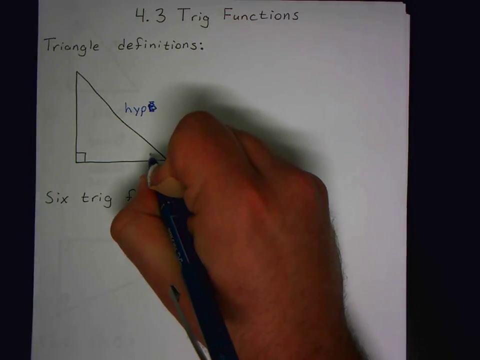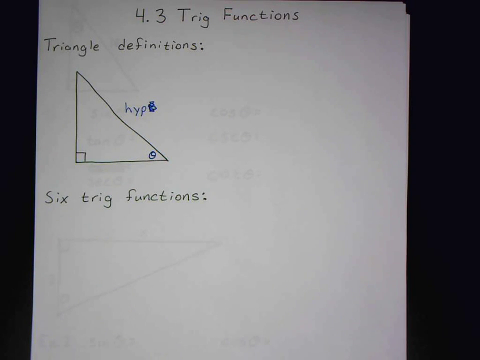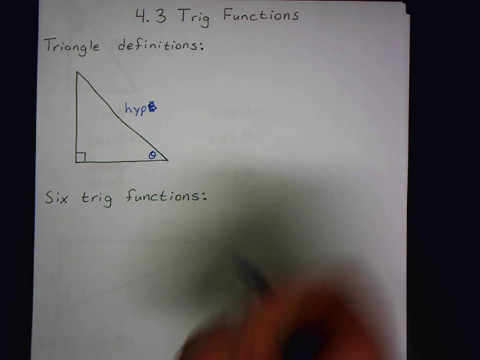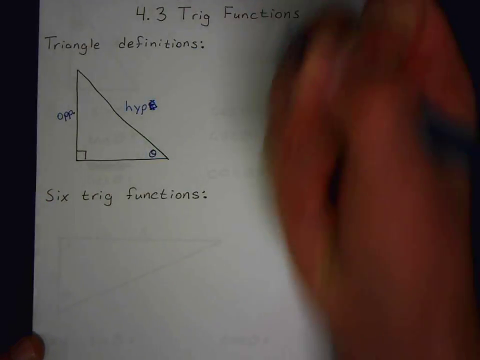All right, so let me put my angle down here, and we're going to define it based on there. Our two sides are our opposite side and our adjacent side. The opposite side is the side that does not touch that angle. It's on the opposite side of the triangle from that angle. So this side would be our opposite side.